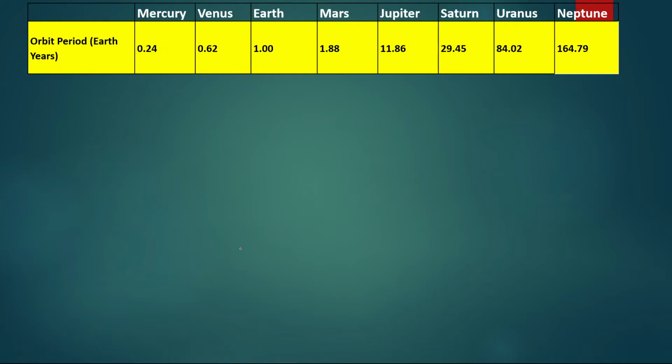So this is orbit period. The time a planet takes revolving around the sun, like this is the orbit and this is the sun, and Earth takes 1 year. This is 1/4 for the Earth, this is 1 year for the Earth. So how much time? You will find that Mercury takes only 0.24 year to revolve around the sun.